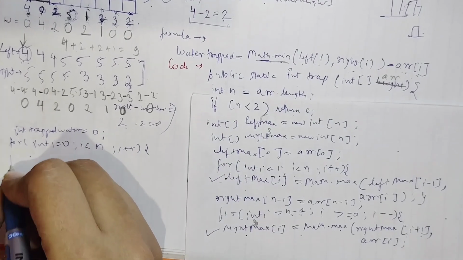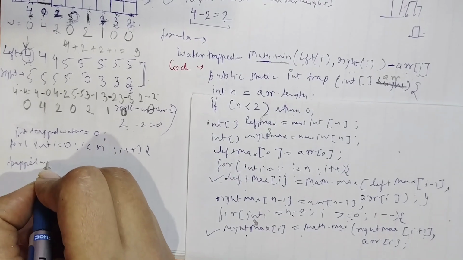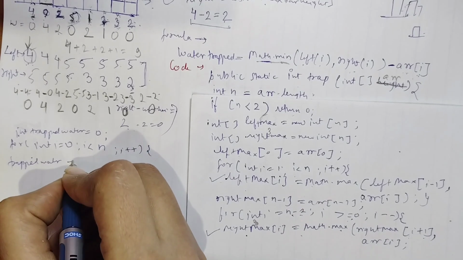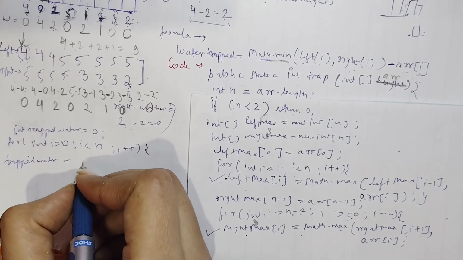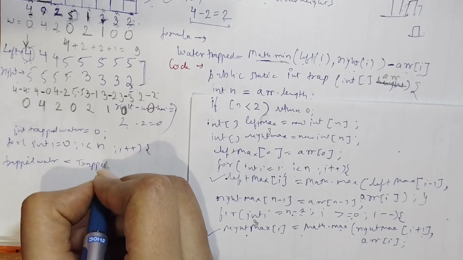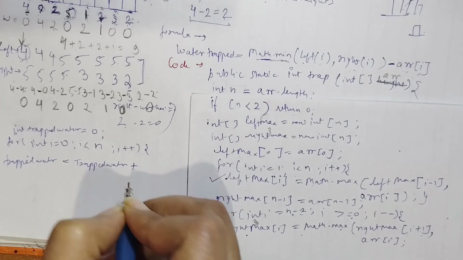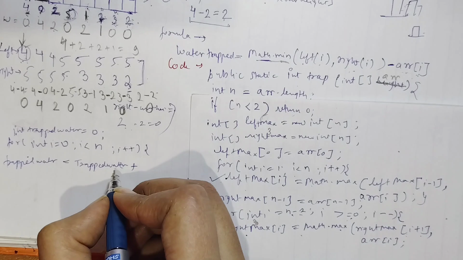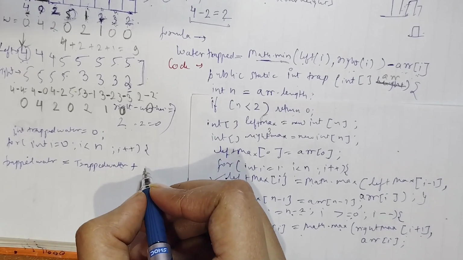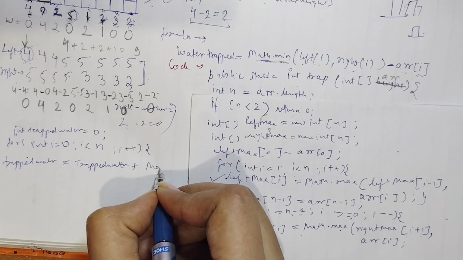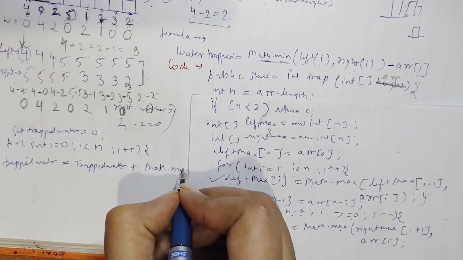So for that we are writing trapped water equals to trapped water plus. We are writing trapped water again so that it can update its value for each iteration. Math.min.